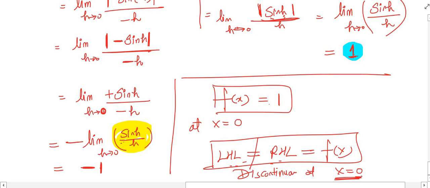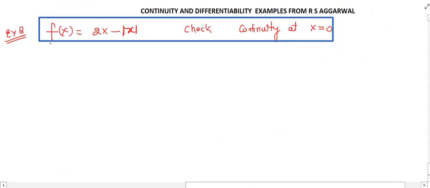Pause it and solve it again on your own. Just one more question for today. So here is question number 8 at page number 337 of RS Aggarwal. It says this is the function 2x minus mod of x. Check the continuity at x equal to 0.